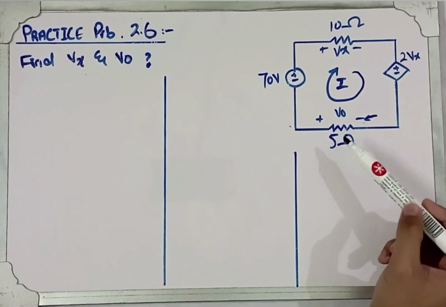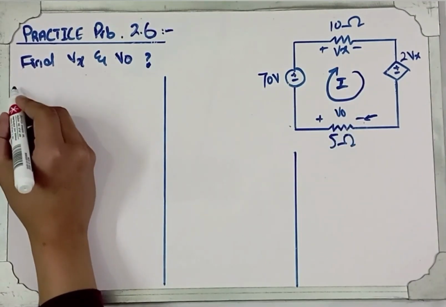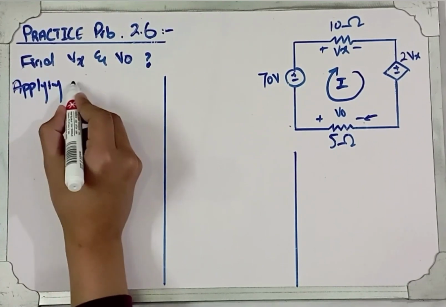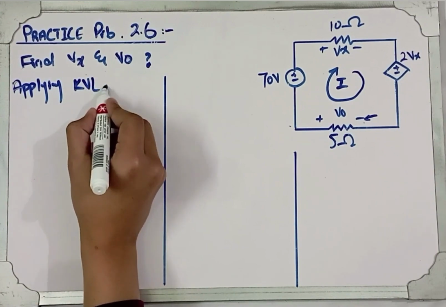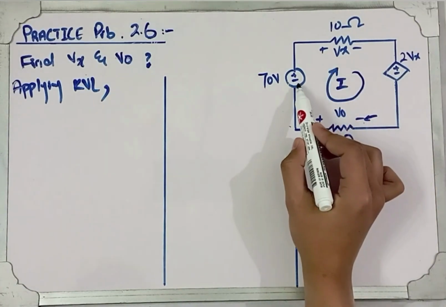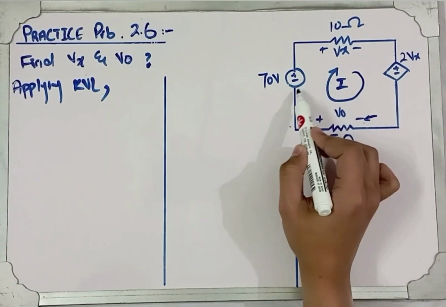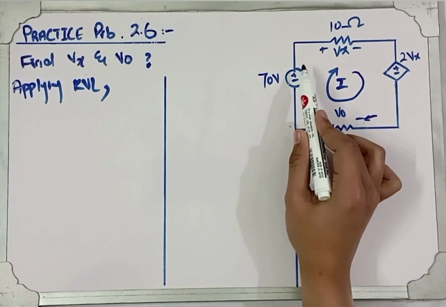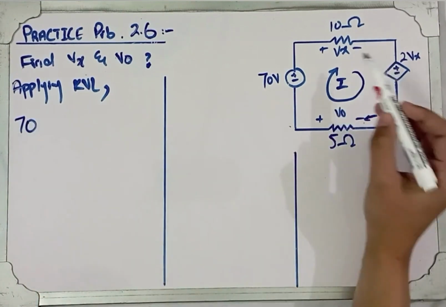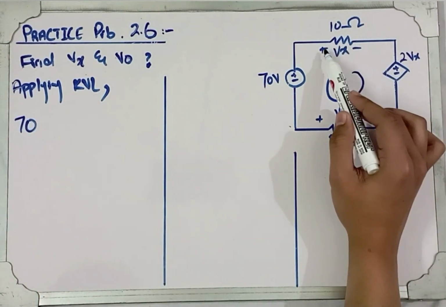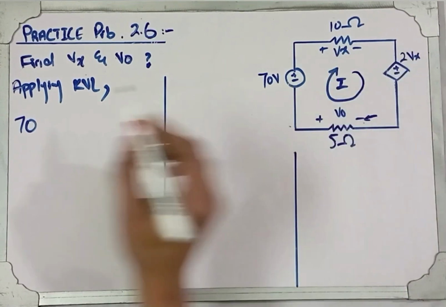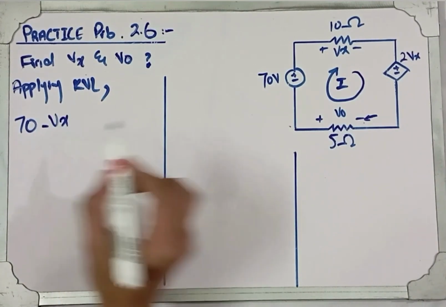To solve this problem, we will apply KVL on this circuit in the clockwise direction. Applying KVL, you can see that the current is flowing in the clockwise direction, entering from the negative terminal and going towards the positive terminal. So there is an increase in potential, so we will write 70. Then you can see that current is flowing from positive towards the negative for the 10 ohm resistor, so there is a drop in potential, so we will write minus Vx.